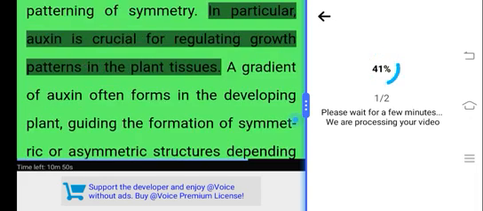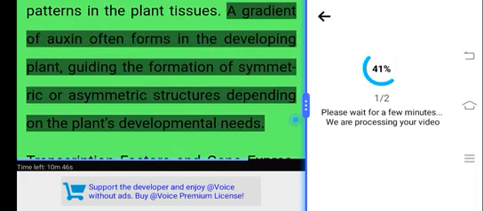In particular, auxin is crucial for regulating growth patterns in the plant tissues. A gradient of auxin often forms in the developing plant, guiding the formation of symmetric or asymmetric structures depending on the plant's developmental needs.